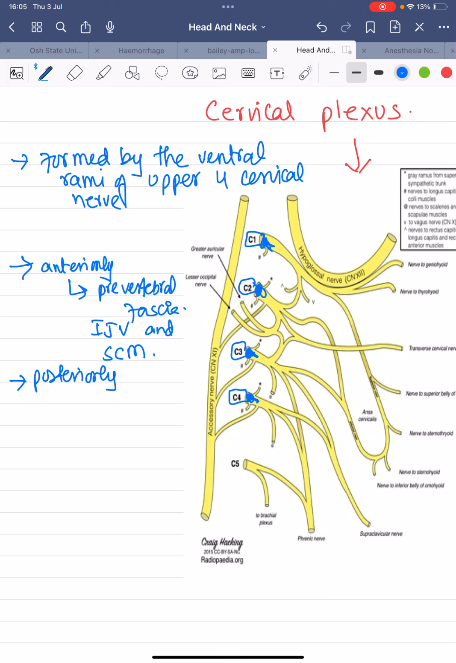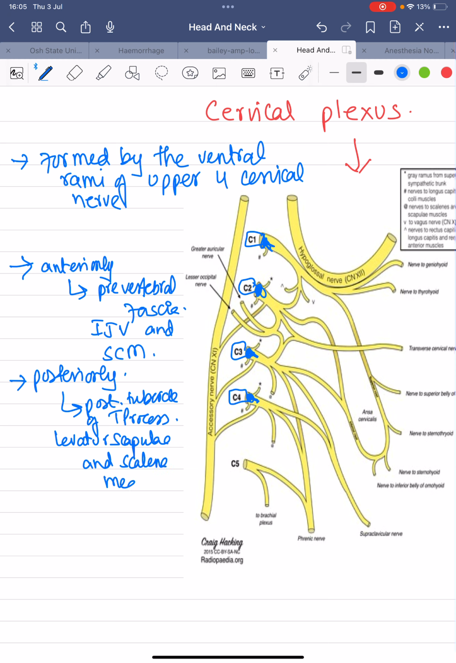the muscles which arise from the posterior tubercle of the transverse processes. Okay, that is your levator scapulae muscle and the scalene medius muscle. These relations are very important in relation to the cervical plexus. So please remember, the plexus is related posteriorly to the levator scapulae and scalene medius muscle, and anteriorly it is related to the prevertebral fascia, the internal jugular vein, and the sternocleidomastoid.